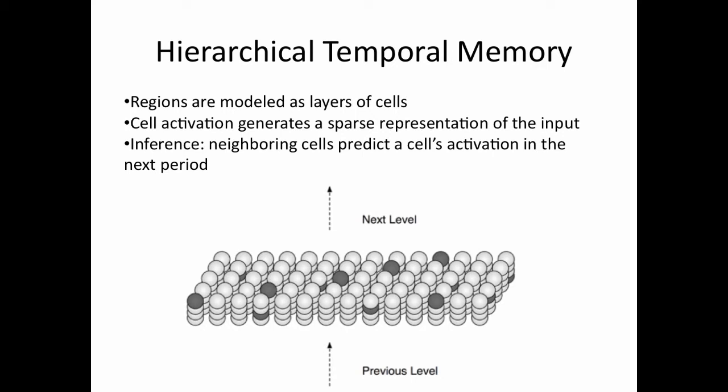And we get neighboring cells predicting a cell's activation in the next period of time, which is then matched against what actually comes in, and we generate an inference as to whether what's happening is what we expected or not what we expected. And if it's not what we expected, we forward it to a region higher in the hierarchy, which attempts to make sense of it, and that pattern happens over and over again until we generate a stable representation of the problem. So that's the HTM software component that models cortical learning.